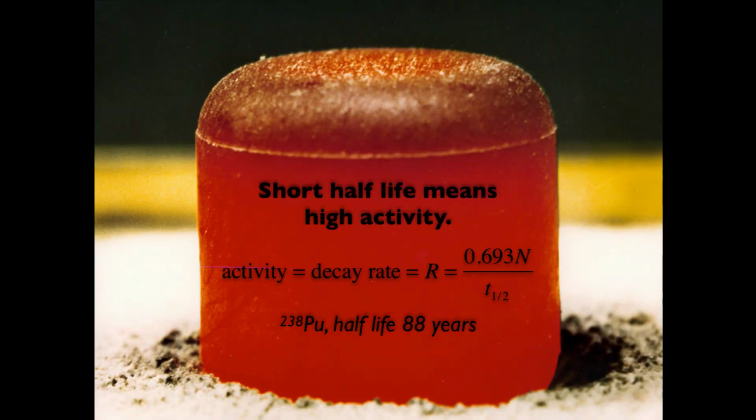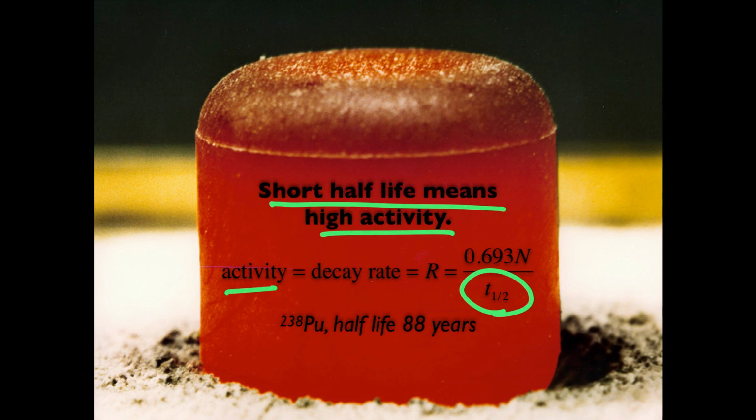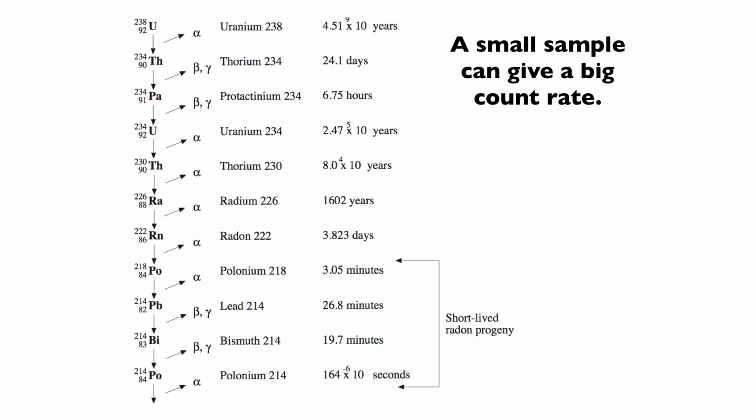Now, something else to be aware of, if you have a short half-life, that means you have a high activity, because the activity is inversely proportional to the half-life. So here's a chunk of plutonium-238, and it is so radioactive that a chunk of it will actually glow red hot. It's kind of crazy. It's just so radioactive. And you can use this particular isotope of plutonium because a chunk of it will get hot and it will stay hot. You can use it to power a spacecraft. So if you have a small sample, you can still get a big count rate.